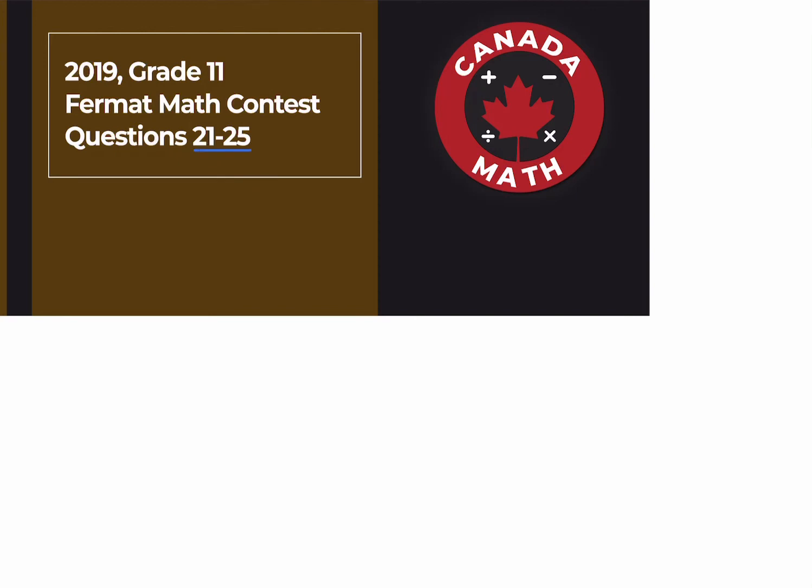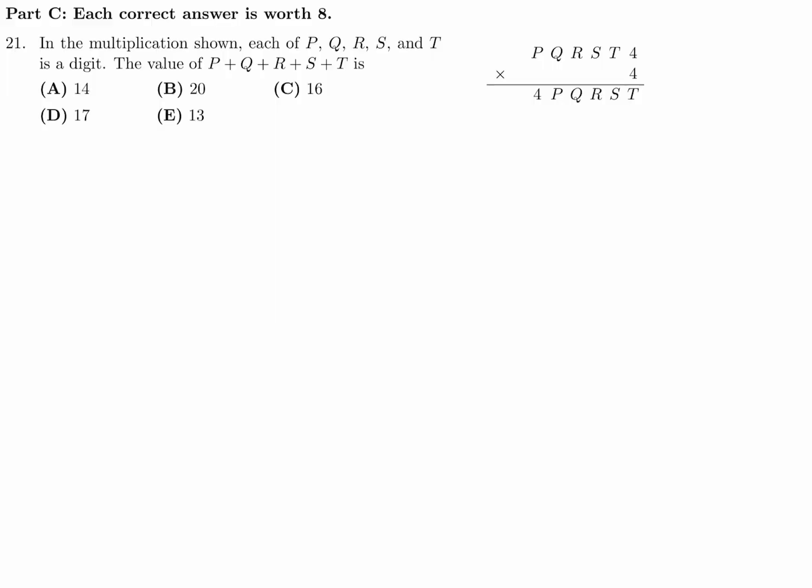Questions 21 through 25 on the 2019 Grade 11 Fermat Math Contest. In the multiplication shown, each of P, Q, R, S, T is a digit. The value of P plus Q plus R plus S plus T is.